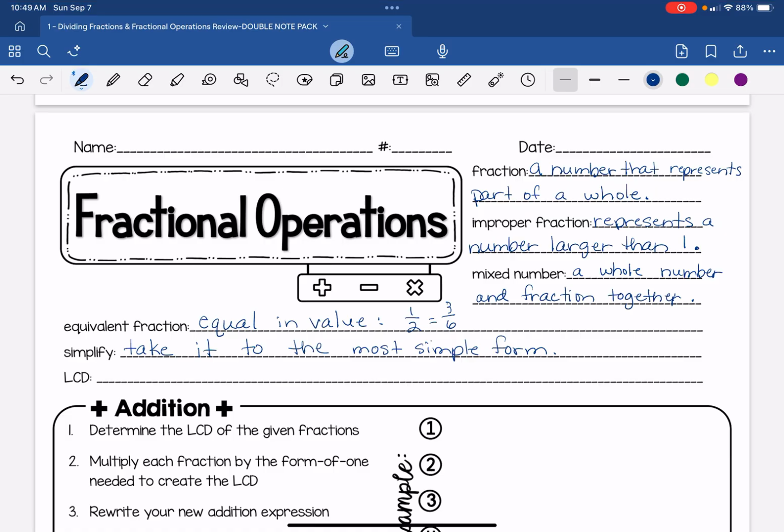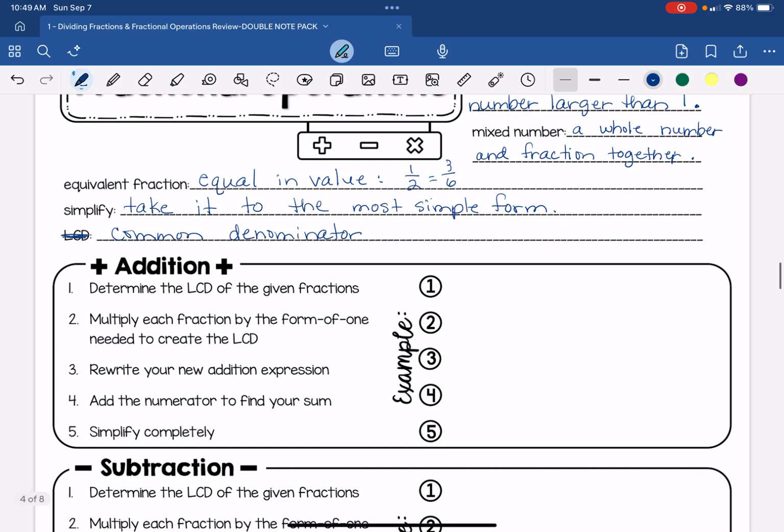The LCD is the least common multiple of the denominators. We usually call this the common denominator. It doesn't have to be the smallest or the least common. It could be any number that they both go into. So here's an example. Our problem is 4/6 plus 6/10, and we need a common denominator to add fractions. And right now we have a 6 and a 10.